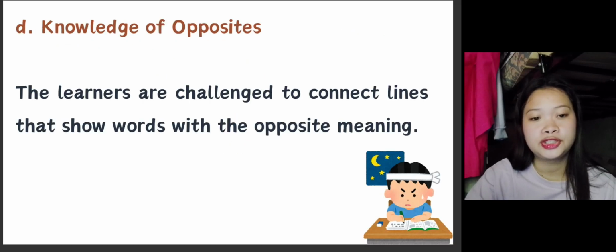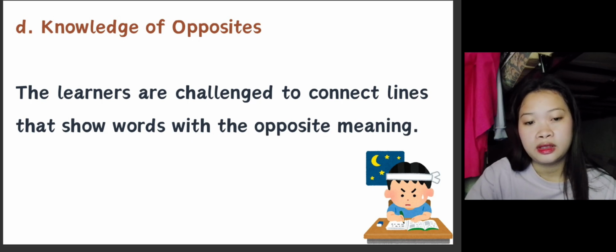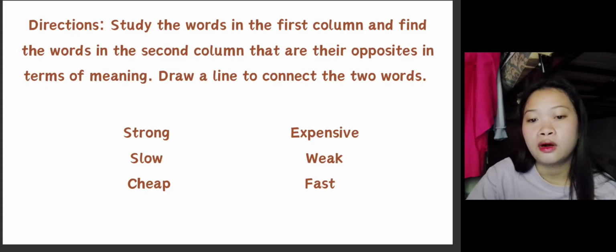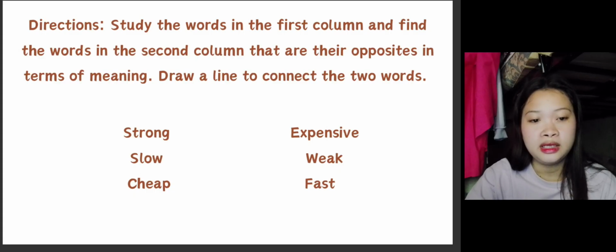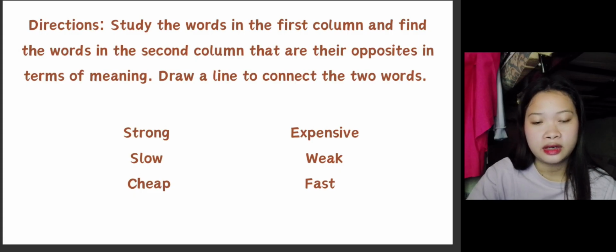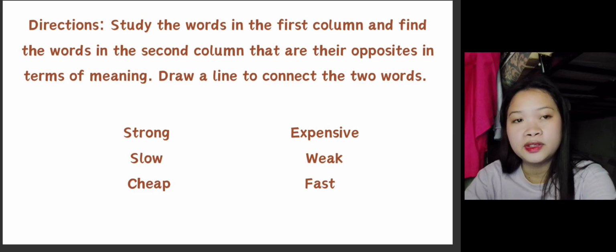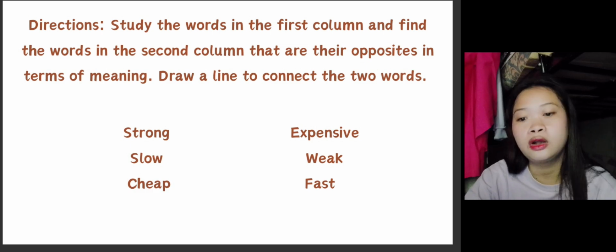So the learners are challenged to connect lines that show words with the opposite meaning. So, example kani, ang direction niya, study the words in the first column and find the words in the second column that are their opposites in terms of meaning. So draw a line to connect the two words. So we have here 3 words sa first column and another 3 words sa second column. So ang buhaton na sa bata is mag-draw ilaha daw ng i-connect ang unsay opposite word sa first column dito sa second column.